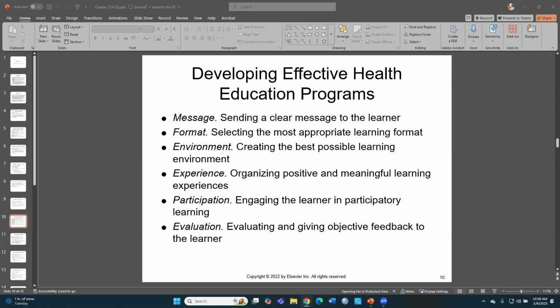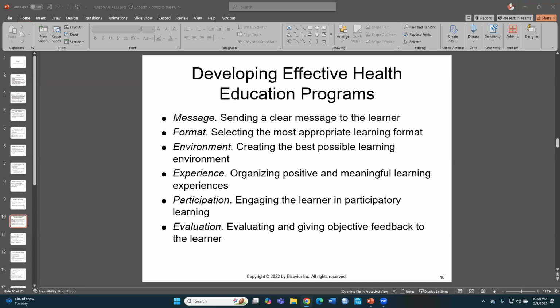And then we want to design our program. So we're looking to send a clear message to our learners in the most appropriate format. We also want to make sure that we have the best possible learning environment. We want to organize positive and meaningful learning experiences. We want to engage them, and that's where understanding the learning styles and the domains of learning are all things to take into consideration.